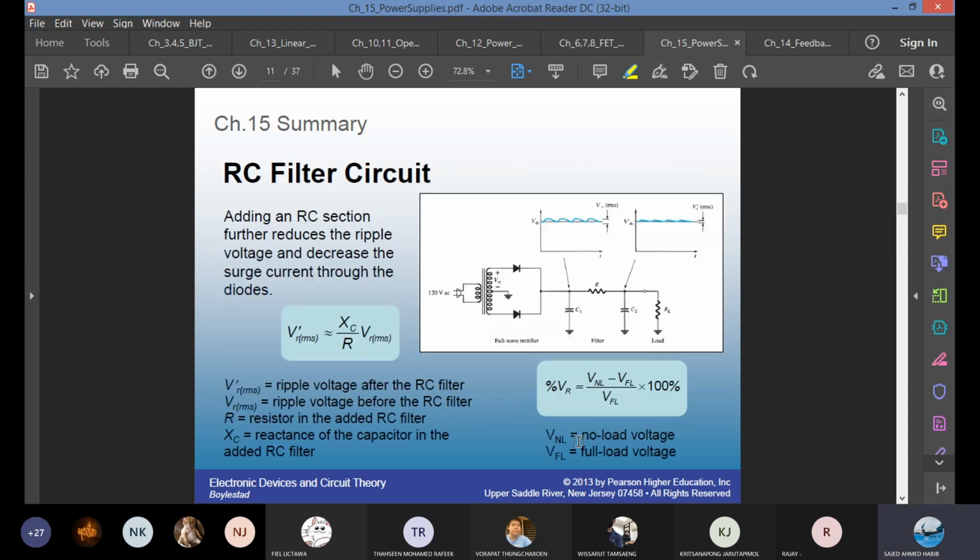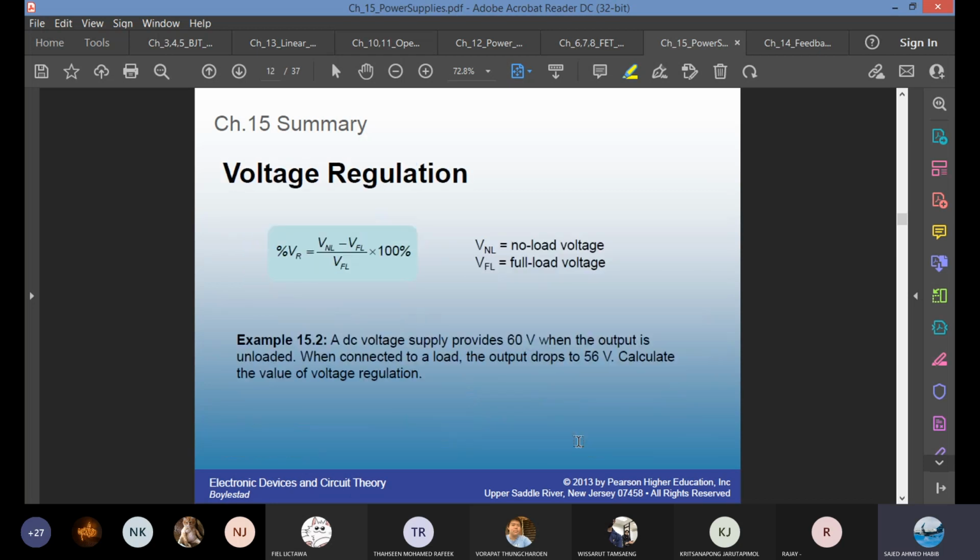Another topic we talked about is RC filter, which is additional filtering, and voltage regulation, percent voltage regulation: V no load minus V full load divided by V full load times 100%. It means how much the output voltage can vary when you connect a load to the source.